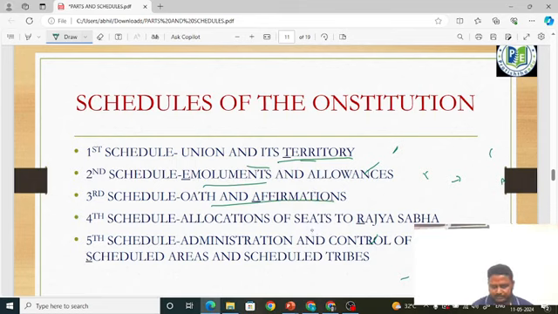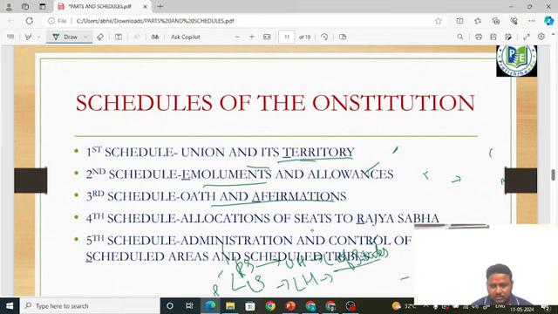See, Rajya Sabha, Lok Sabha. So this is Parliament. Parliament is Lok Sabha, Rajya Sabha, and also President is part of the Parliament but not a member. Rajya Sabha is also called Upper House. It is also called Council of States. Why I am explaining this? Please pay attention.